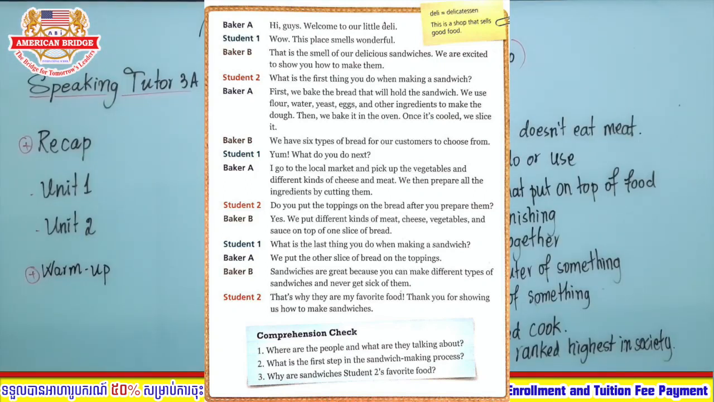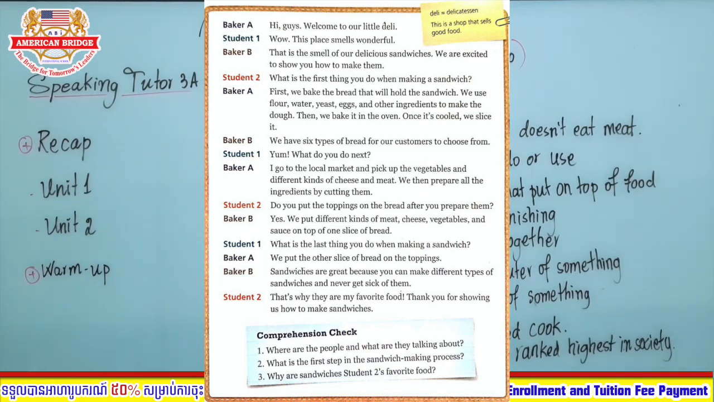Dialogue. How to make a sandwich. Hi guys, welcome to our little deli. Wow, this place smells wonderful. That is the smell of our delicious sandwiches. We are excited to show you how to make them. What is the first thing you do when making a sandwich? First, we bake the bread that will hold the sandwich. We use flour, water, yeast, eggs, and other ingredients to make the dough. Then, we bake it in the oven. Once it's cooled, we slice it. We have 6 types of bread for our customers to choose from. Yum! What do you do next?